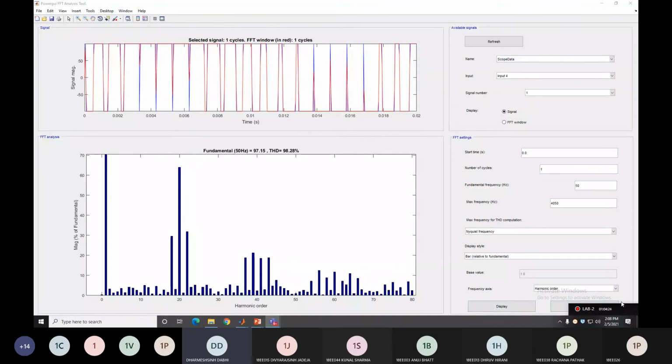Now see the magnitude of lower order harmonics. What is the magnitude? It is almost 0. You can see the 3rd order harmonic, the 5th order harmonic, the 7th order harmonic. It is almost 0. Yes or no? All of you understand this? Yes, sir. So by using this bipolar technique of sinusoidal pulse width modulation, we reduce the lower order harmonics.